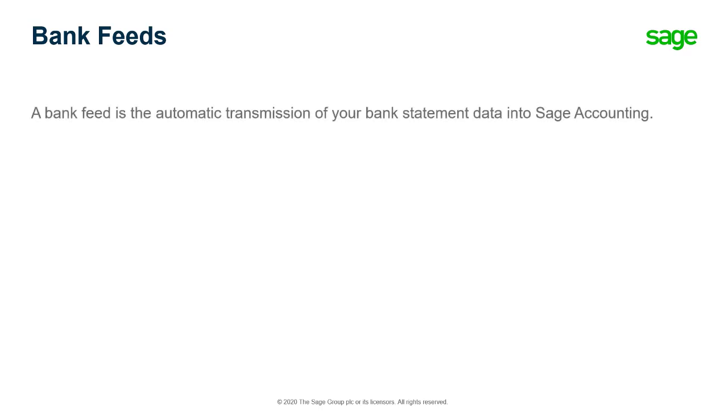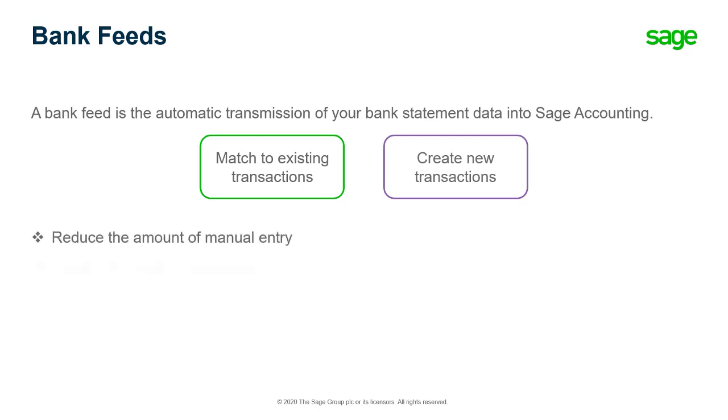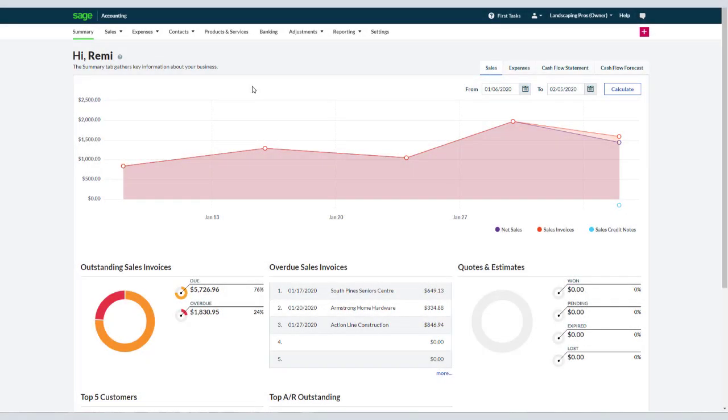A bank feed is the automatic transmission of your bank statement data into Sage Accounting. Once bank transactions are available in Sage Accounting, they can be matched to existing transactions and new transactions can be created using information from your bank. Bank feeds can significantly reduce the amount of manual entry, simplify the bank reconciliation, and ensure that your accounts are always up to date. Let's begin by adding a bank account.